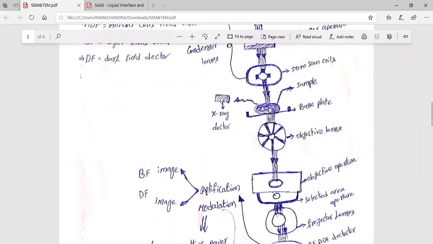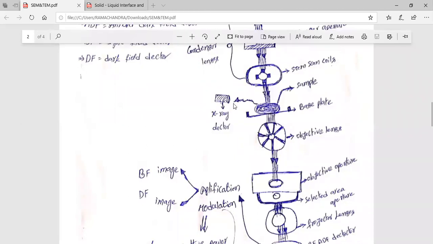Here the specimen image can be detected by using the X-ray detector. By using the X-ray method, the image size and shape, that is the morphology of a sample, can be detected by the X-ray detector. After the sample is detected by the X-ray detector, the electrons pass through the objective lens.